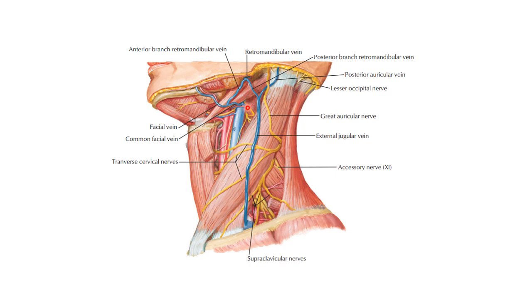You will also observe here that the posterior auricular vein is deep to the great auricular nerve, which supplies sensory neurons to the ear and the posterior lateral aspect of the ear.